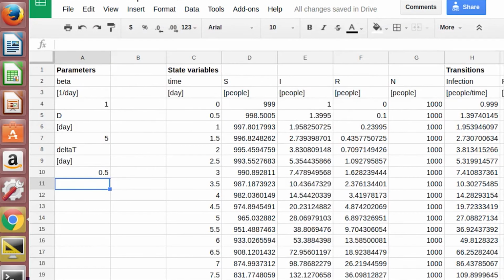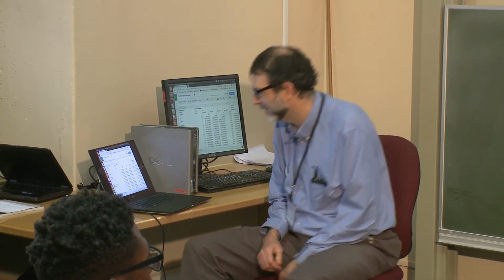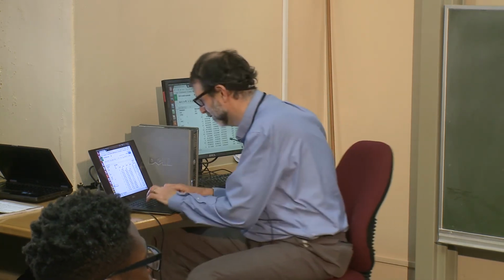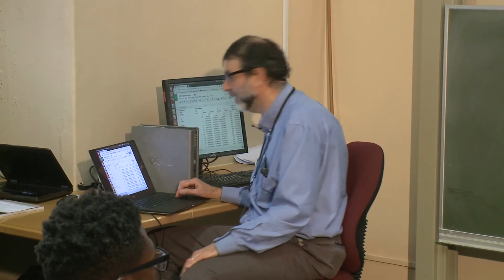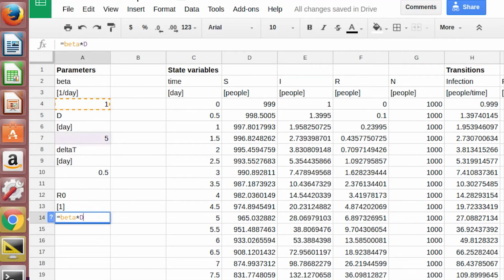R0 has no units, but I'm still so nervous about units, I'm going to indicate that. How am I going to calculate R0 from my model parameters? Yes? By just taking beta and multiplying by D. I did not hear you say D. Okay, so R0 is in fact not 4, but 5. I guess that was an okay guess on my part.